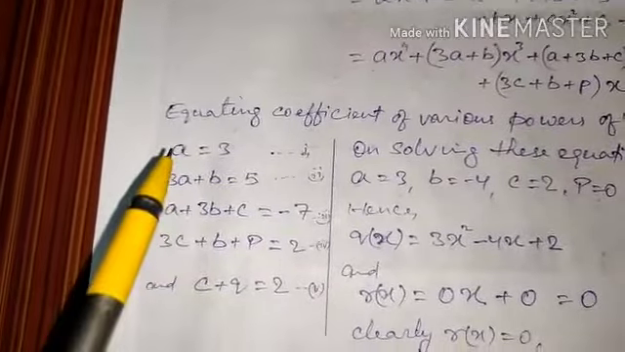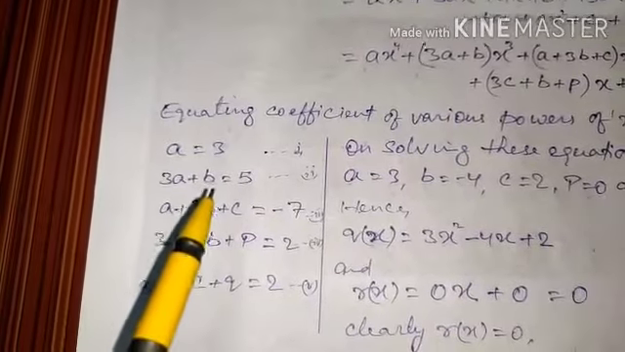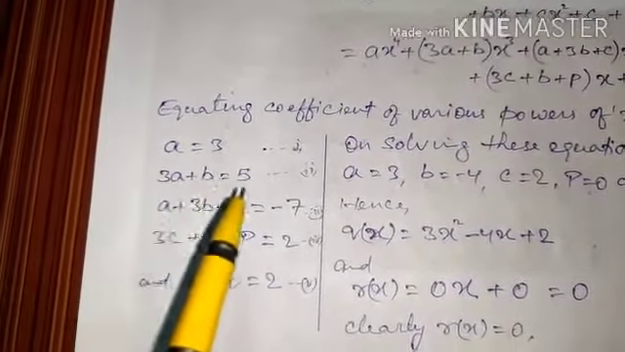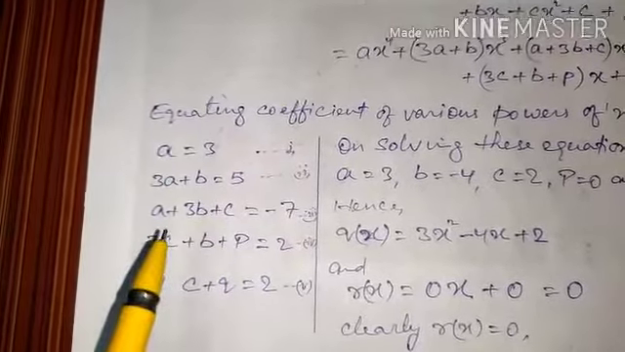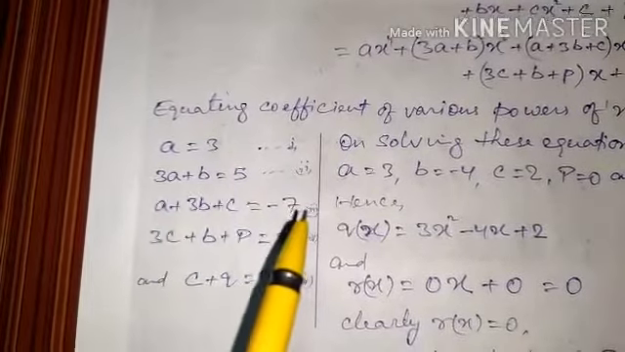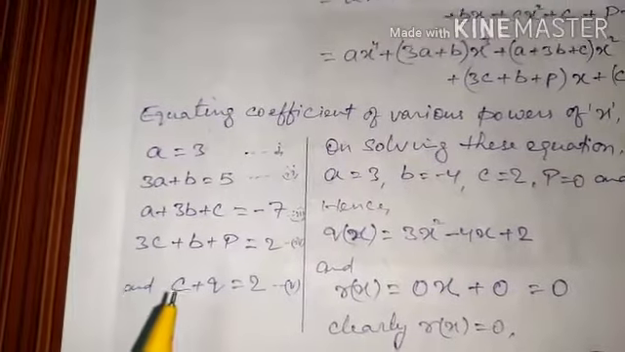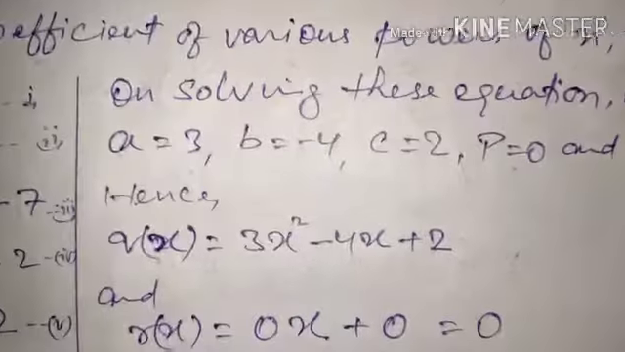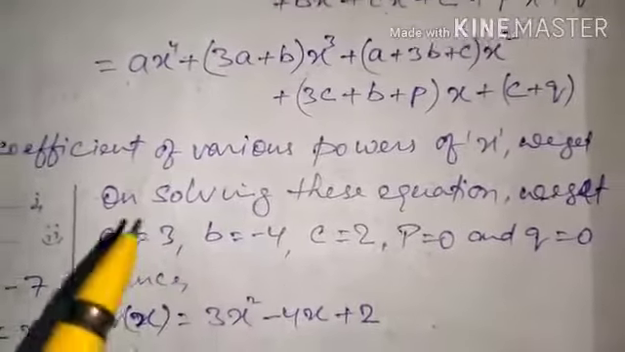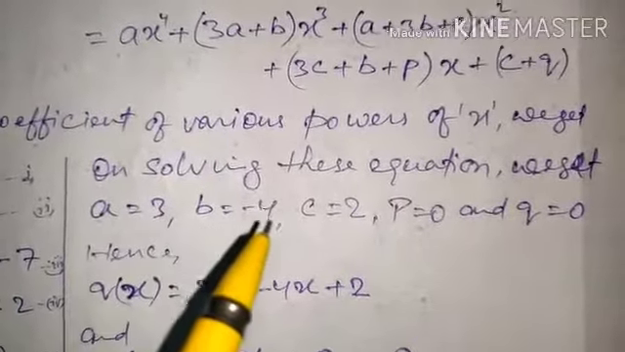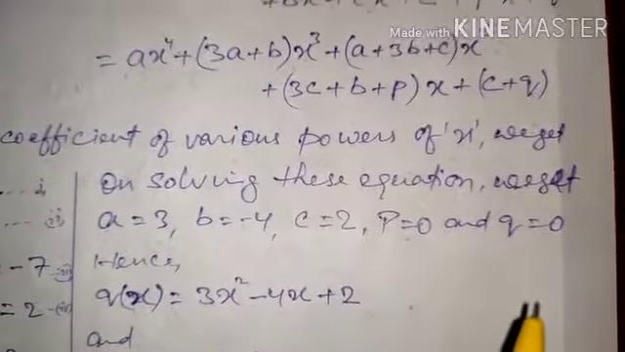Already we know the value of a, that is equal to 3. Now substitute this value of a over here, so you can get the value of b. Now you know the values of a and b, substitute them over here, you can get the value of c. Similarly, substitute the value of c and you can get the value of p. Similarly, substitute the value of c and you can get the value of q. It means you can find out the values of a, b, c, p and q. So we found them, and I have written here directly: on solving these equations, we get a is equal to 3, b is equal to minus 4, c is equal to 2, p is equal to 0 and q is equal to 0.